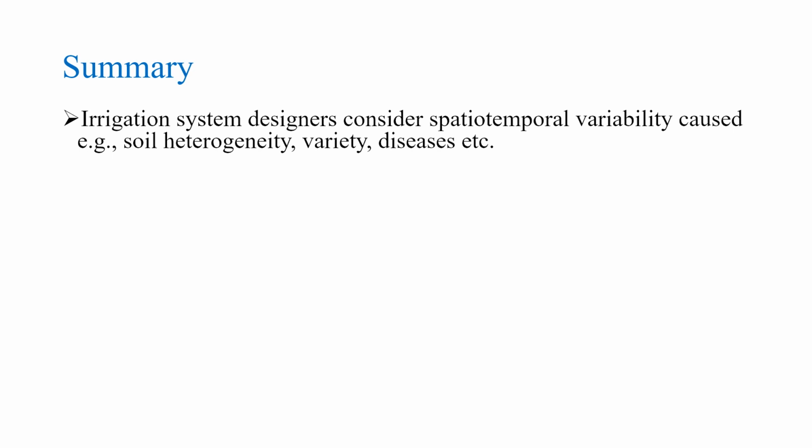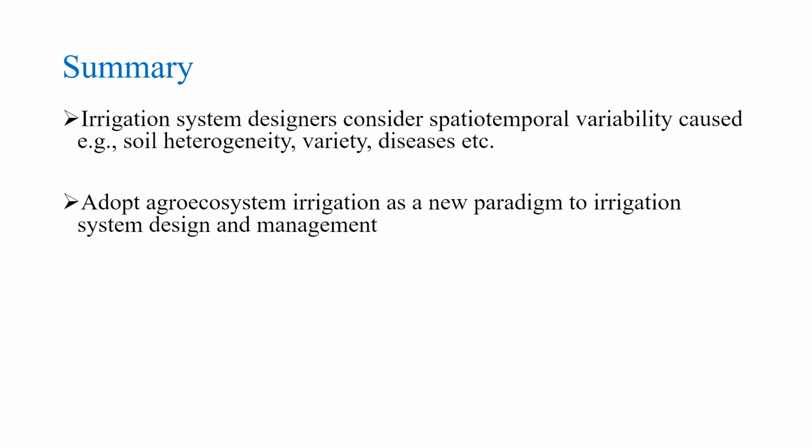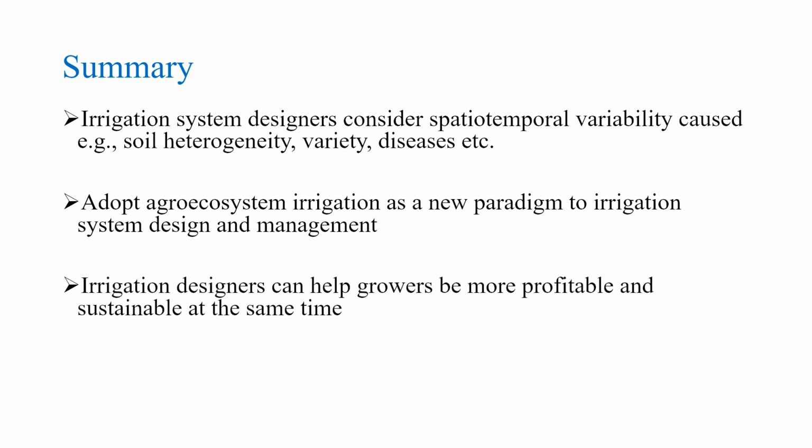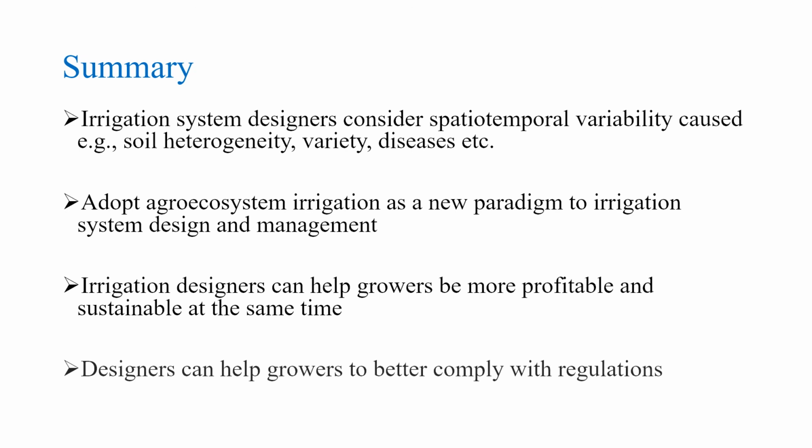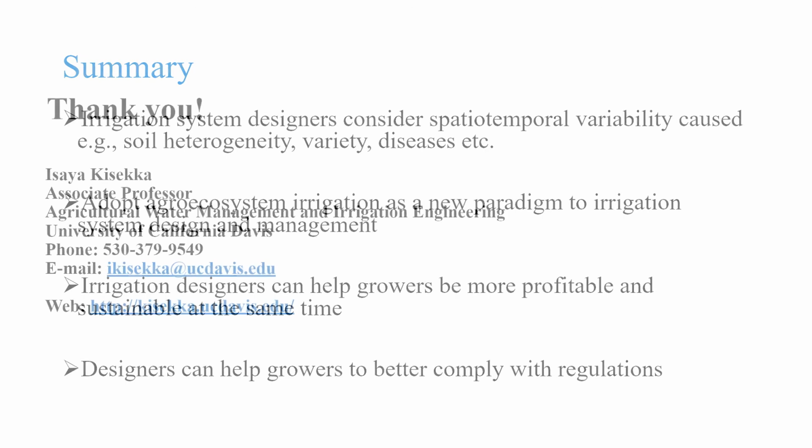In summary, irrigation system designers need to consider spatiotemporal variability caused by soil heterogeneity, variety, diseases, and other factors. Designers need to adopt this new term that I'm coining, called Agroecosystem Irrigation, as a new paradigm to irrigation system design and management. Designers can also help growers be more profitable and sustainable at the same time. The two can go hand in hand. And designers can also help growers become better compliant with regulations.